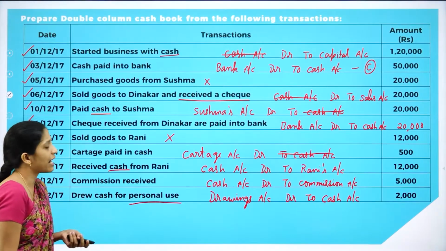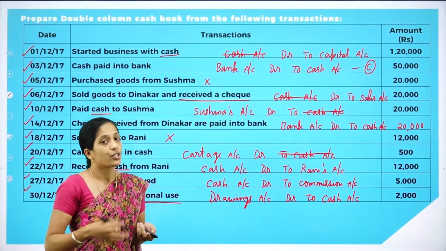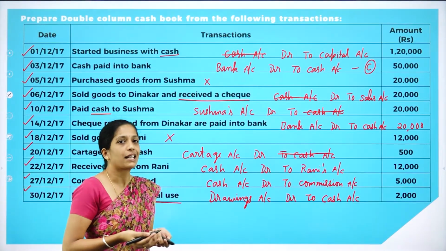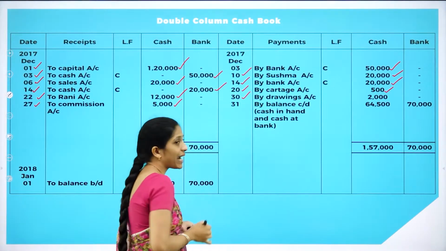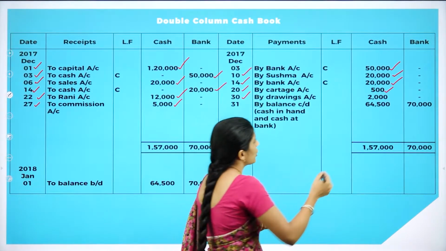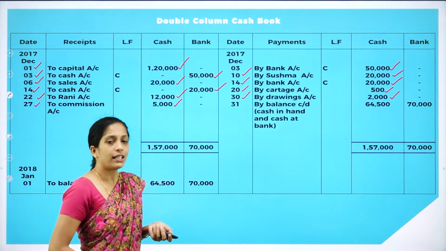Next is drew cash for personal use. So entry is drawings account debit to cash account. So how do you record? In your payment side, you are going to record as by drawings account. You will record the date, by drawings account, and the amount is how much? 2,000. Now we are done with recording all the transactions.